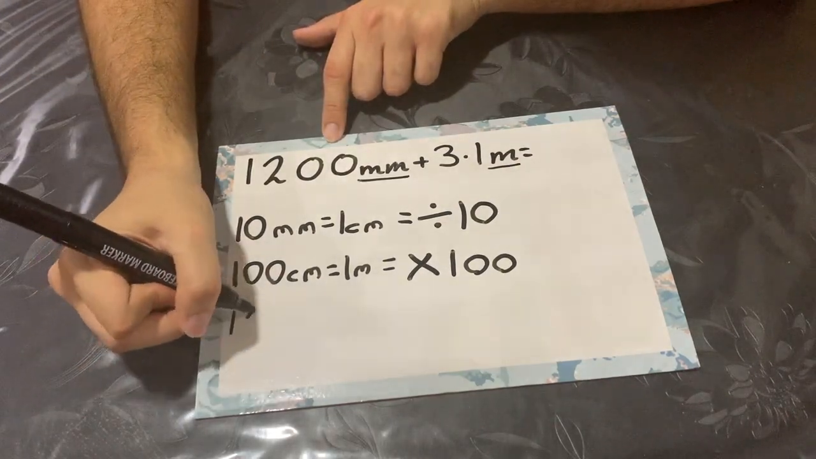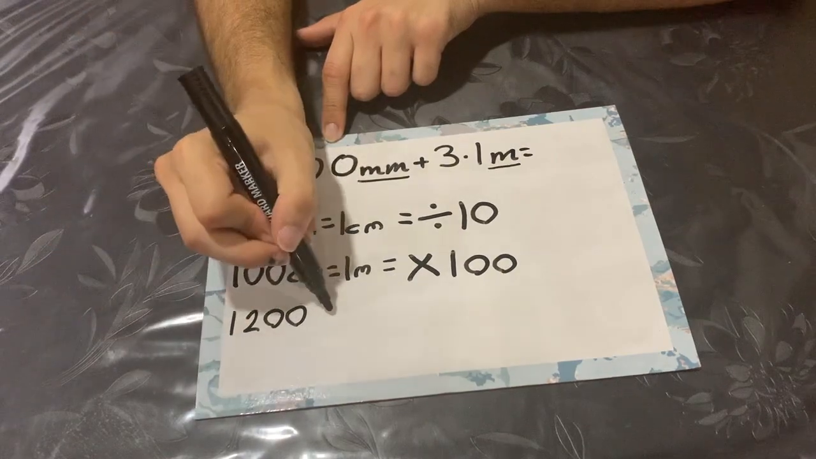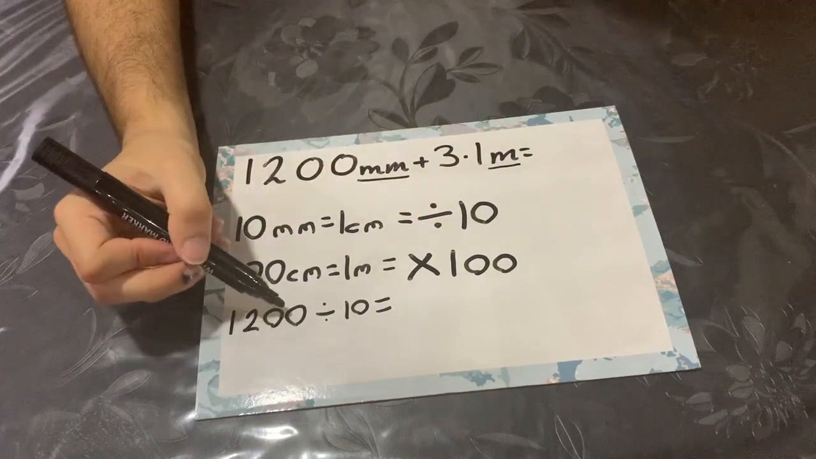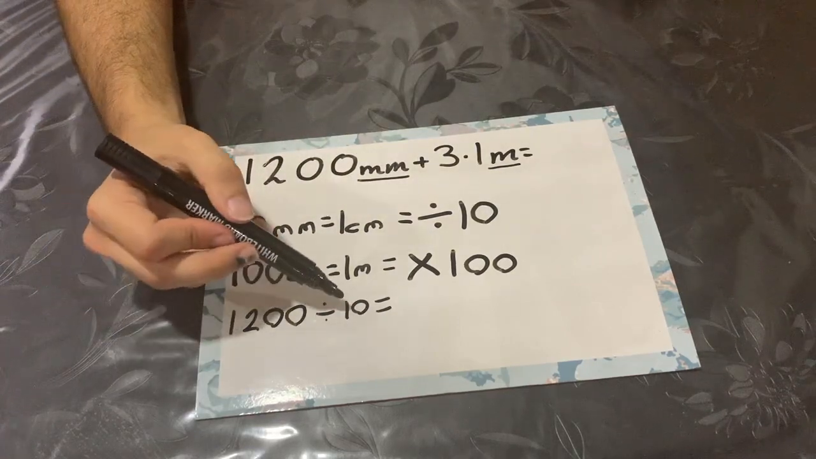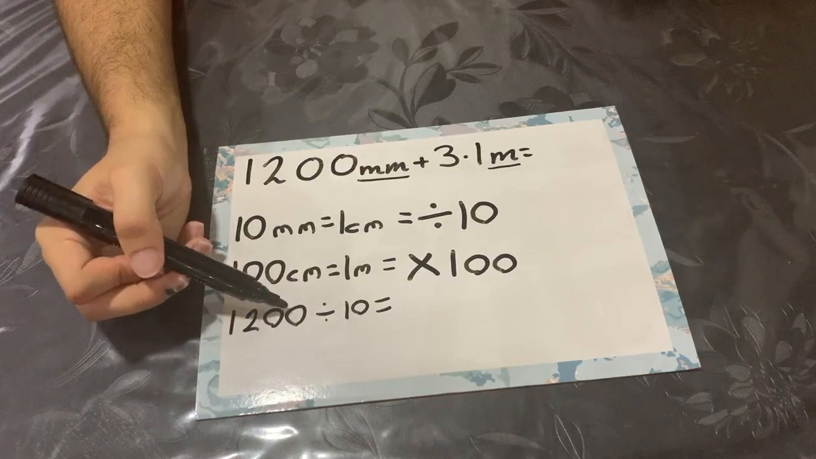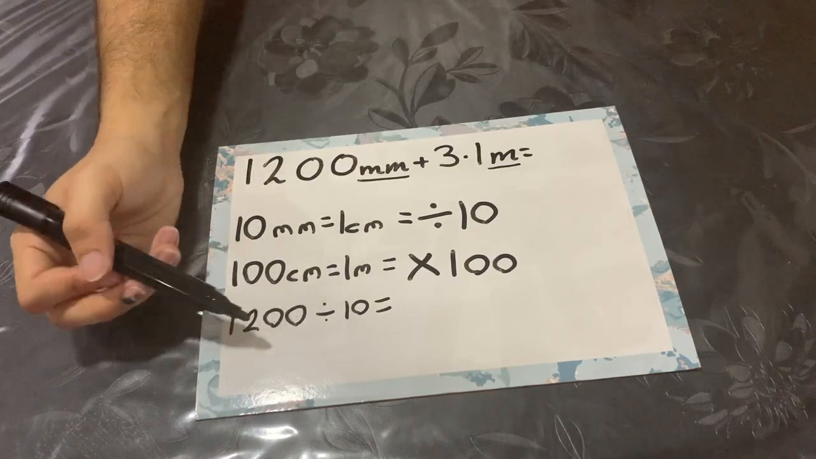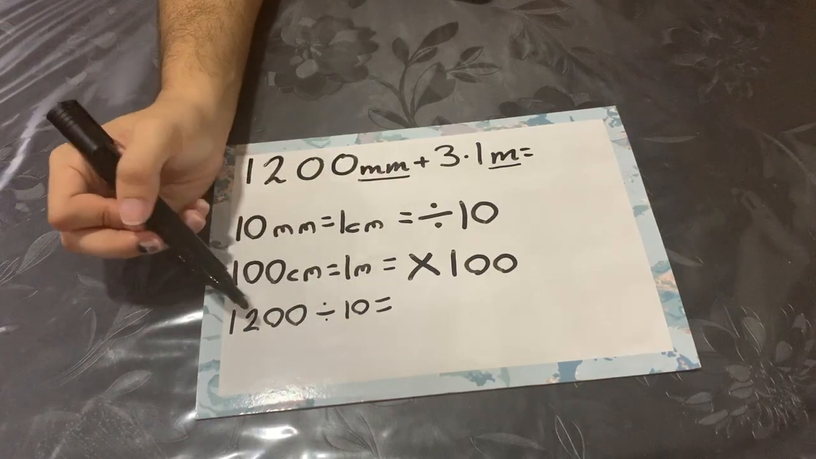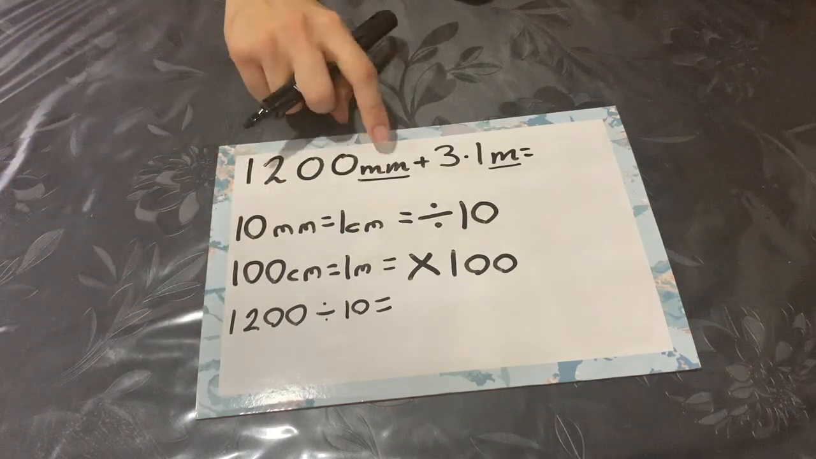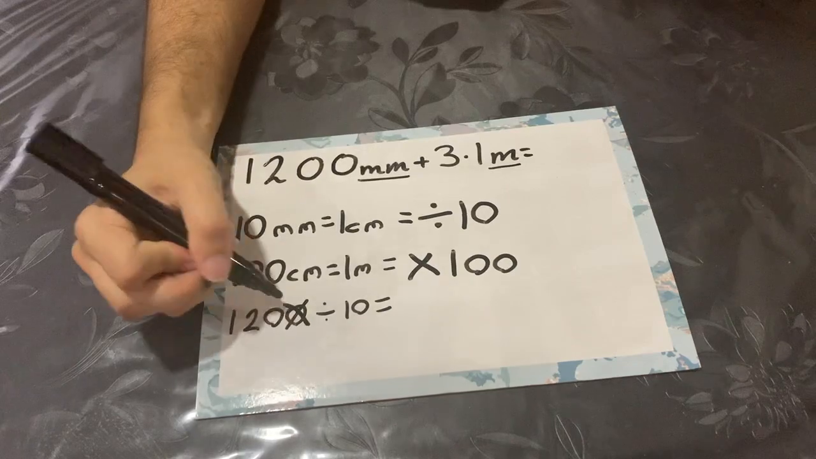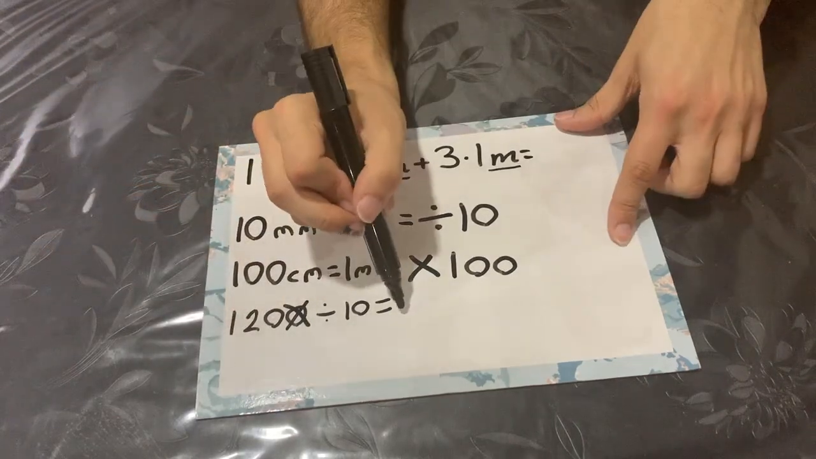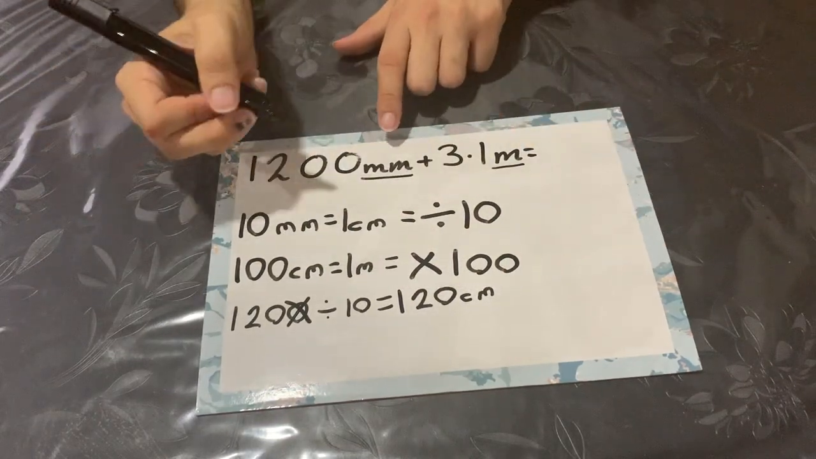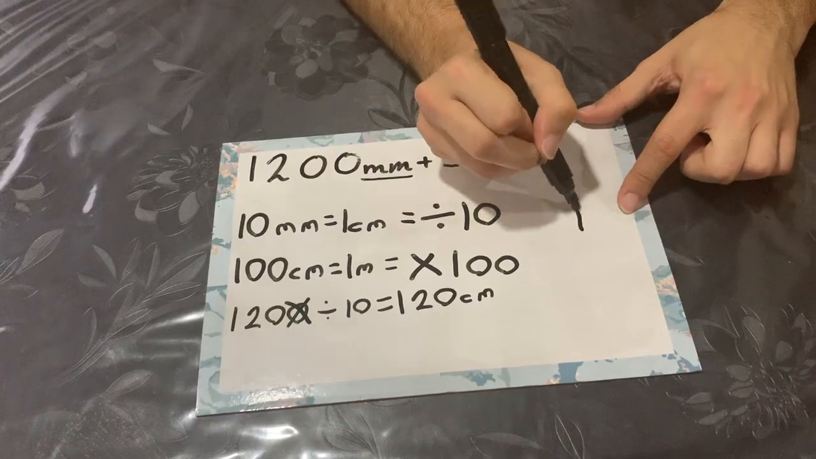So I've got 1,200 divided by 10. So when you've got lots of zeros on the end, it's really easy to divide by 10 or 100 because all you need to do is take away your 0. So I've got 1,200, and if I'm dividing it by 10, I just need to take away one of the zeros, which means 1,200 millimeters, if I take that 0 away, is 120 centimeters. So I've got that now. I'm going to write that over here, so I'm ready for my column addition.